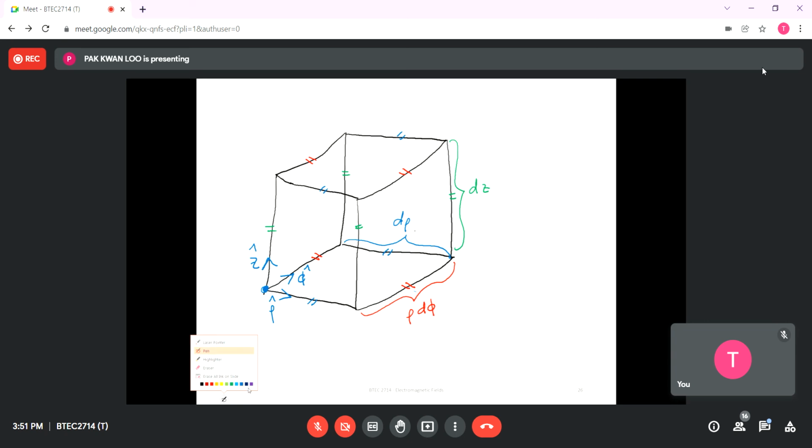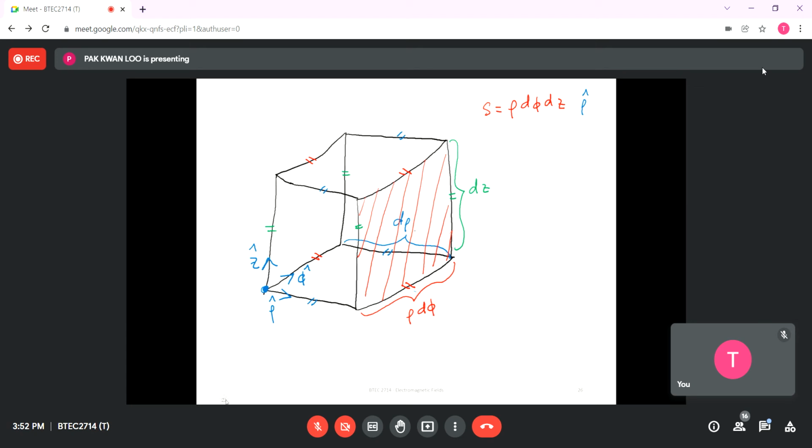So coming back to the surface direction. For example, I'm talking about this surface here, the red surface. The surface S should be d rho d phi multiplied by dz. If you look at this surface, the vector perpendicular to this surface is phi cap, right? As I give a reference point here, the vector perpendicular to this surface is phi cap.